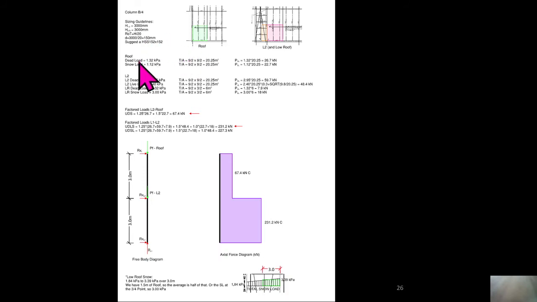So let's take a look, let's break down all the different loads we know are on this. Our high roof, if you go back and look at those drawings, which are uploaded to Quercus, so you have access to those drawings. The high roof had a dead load and a snow load.